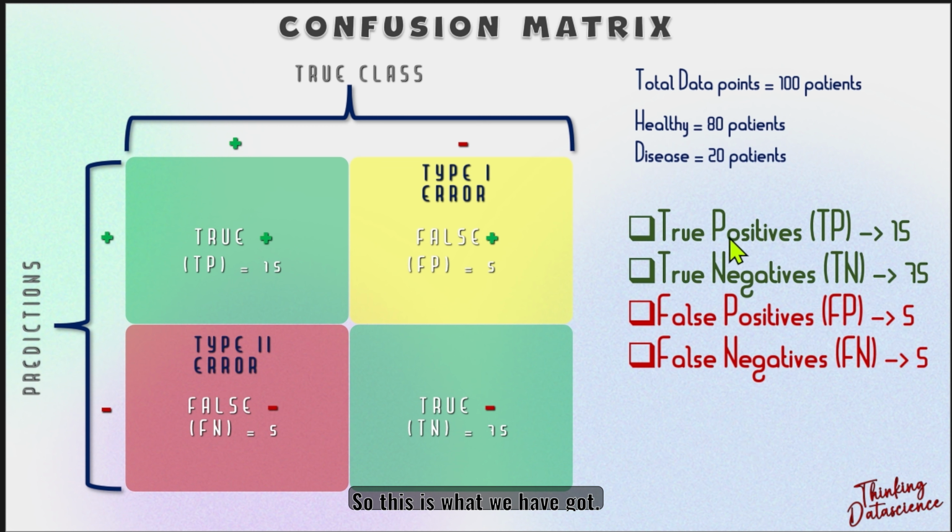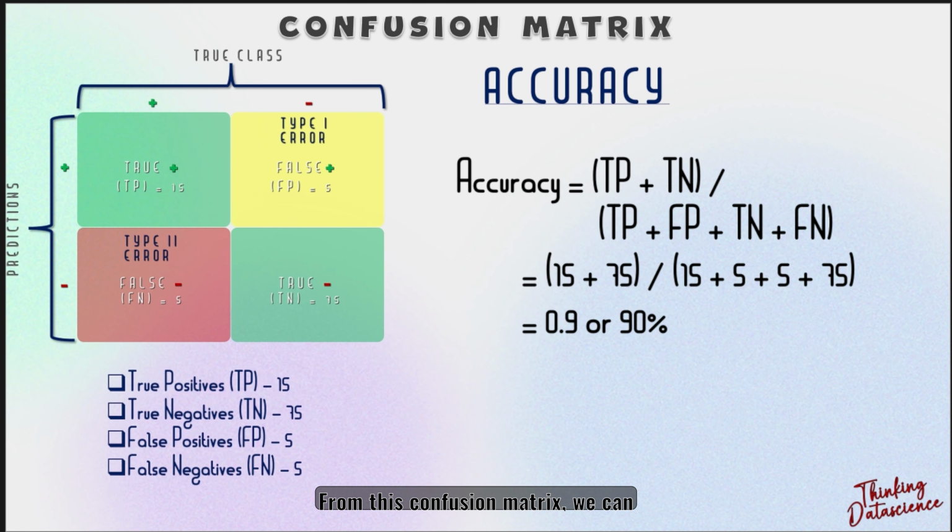So this is what we have got. So true positive was 15, true negative 75, false positive was 5 and false negative was 5. From this confusion matrix, we can calculate various performance metrics on the model such as accuracy, precision, recall and F1 score. So let us take one by one. So the first one is accuracy in this slide. So accuracy is the default metric for classification problem. Accuracy is the ratio of correctly classified samples, that is true positive and true negative, to the total number of samples. So we added all the 4 over here.